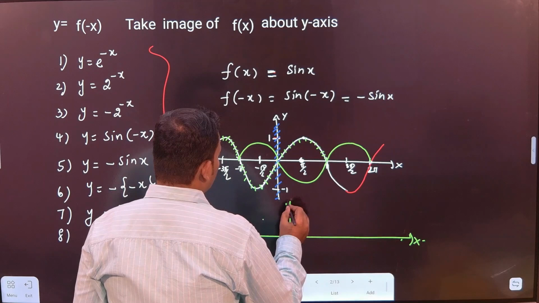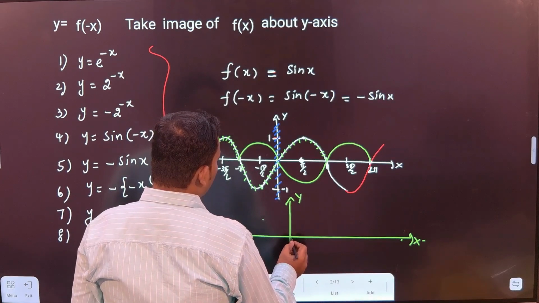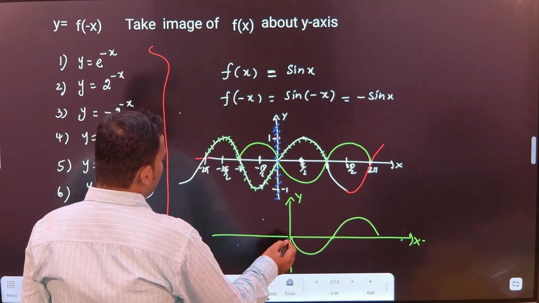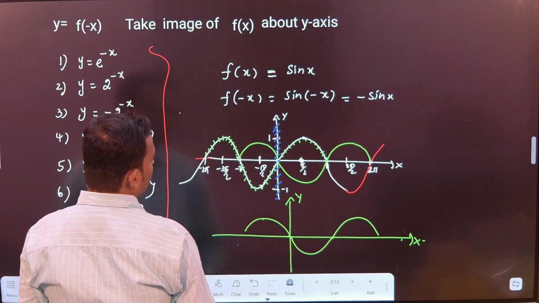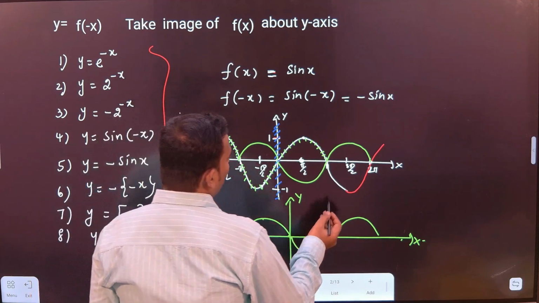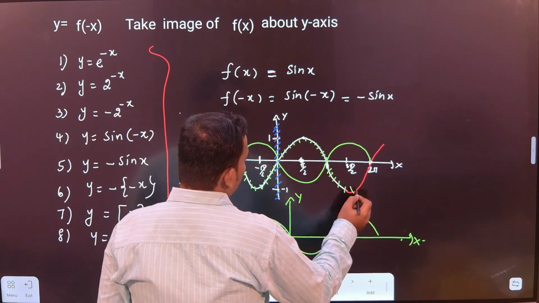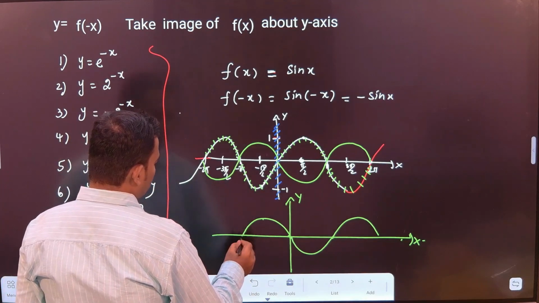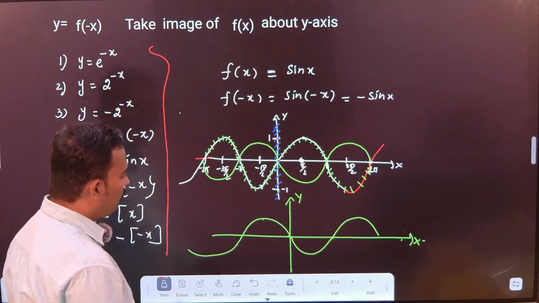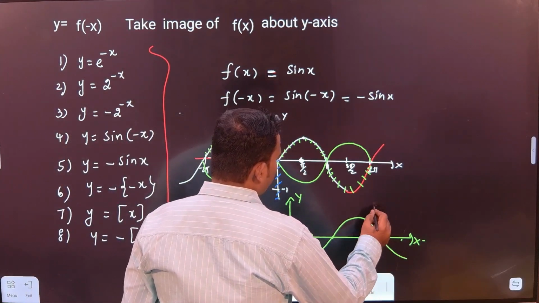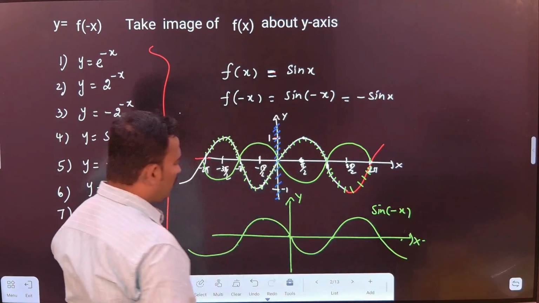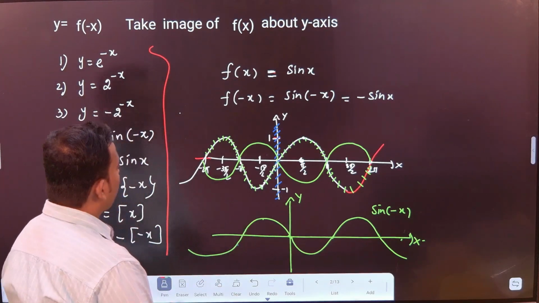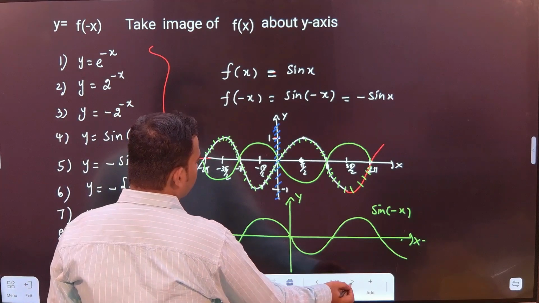So therefore the graph will be like this. This is your x-axis, this is the y-axis, the graph will be like this, right? And here it is coming like this. You can see this portion is there, no? This portion will be what? This portion is reflected here, right? This is the graph of sine of minus x. Clear? Just take the y-axis as the mirror. Clear? Okay, fine. Let's do the next one.